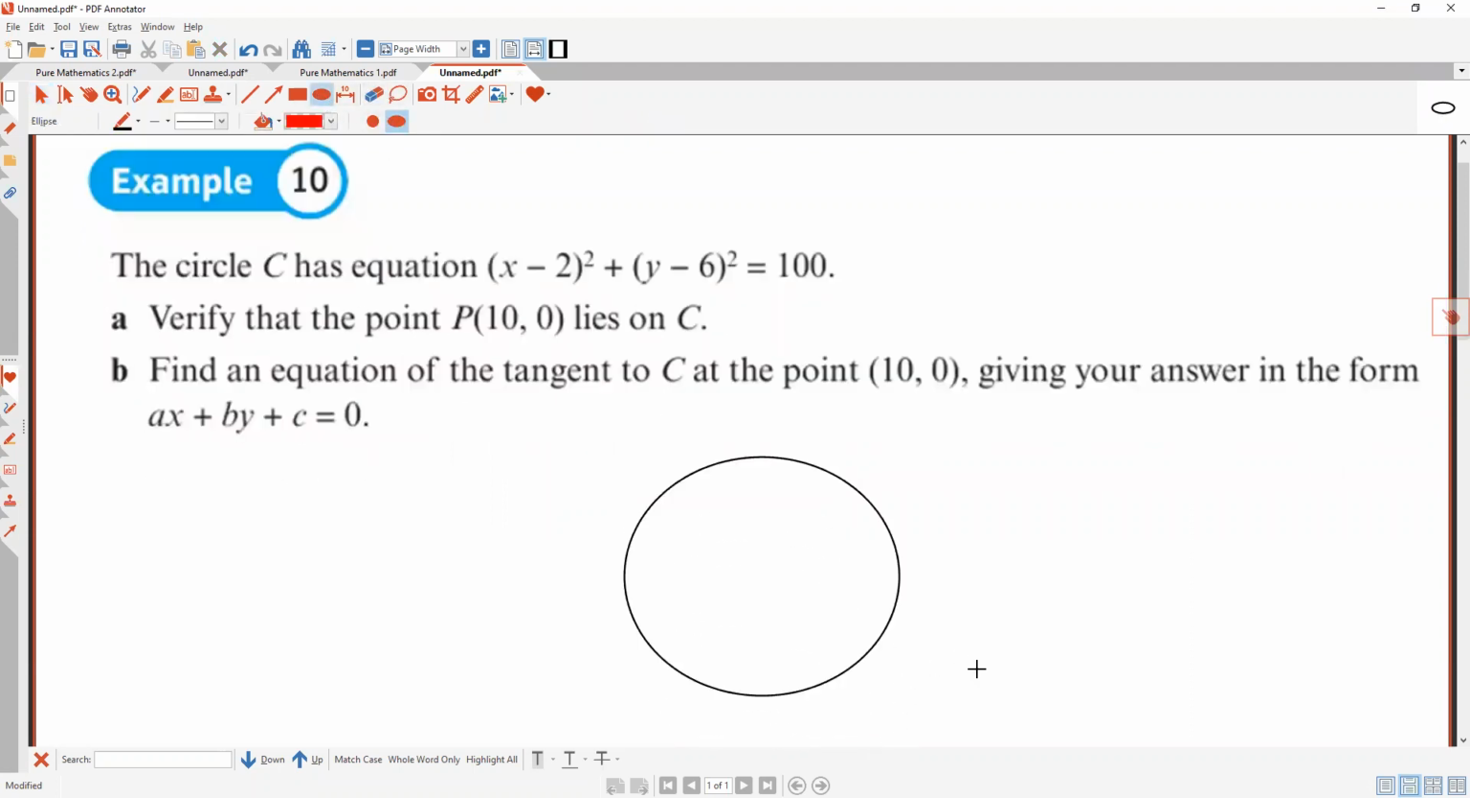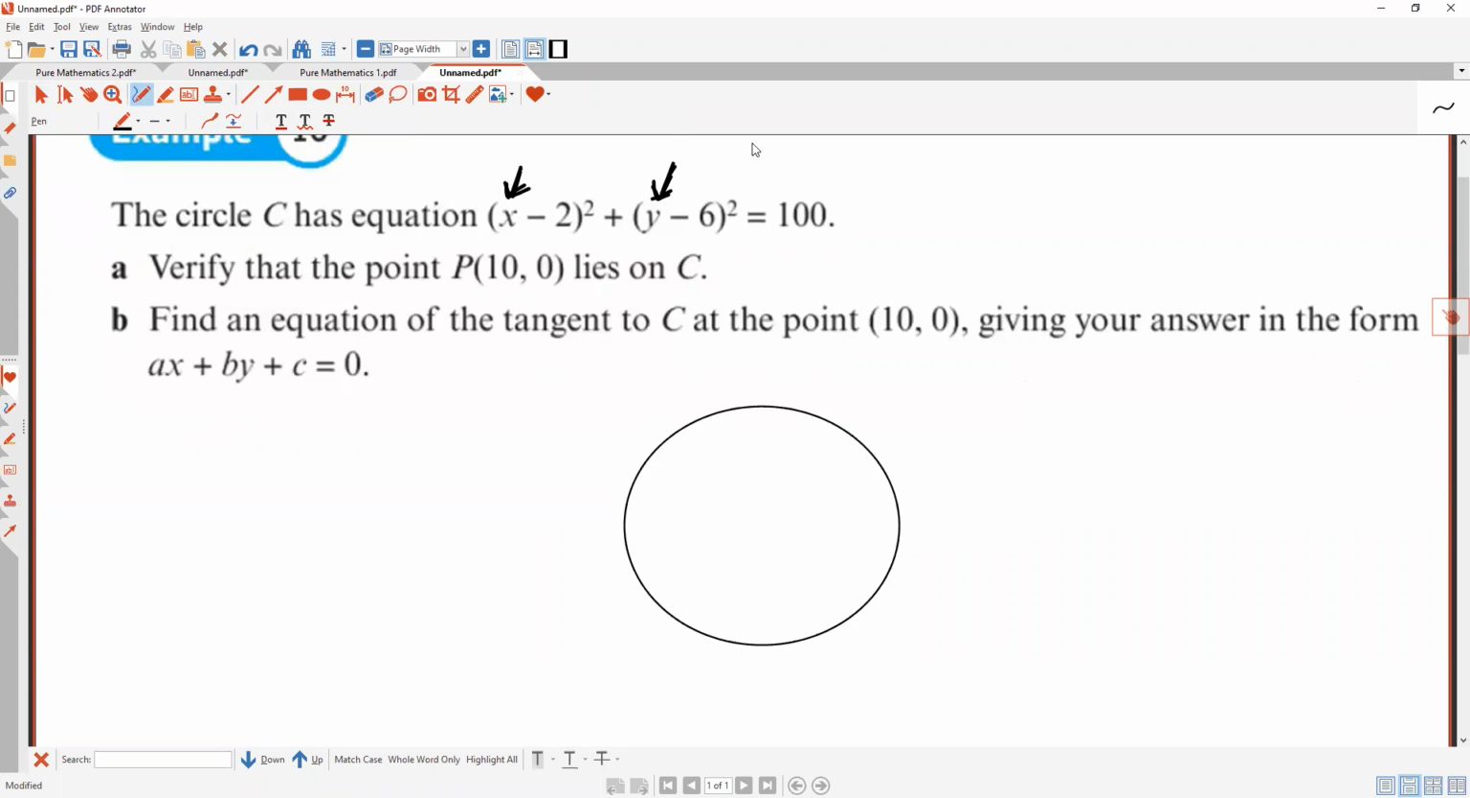They said verify that the point P(10, 0) is lying on C. Fine. Now all you have to do is put 10 in your X and 0 in your Y. You should get 100 as well, because left hand side is equal to right hand side. That is also one way to verify it. Whether this particular point is within the circle or not. For example, this is 10, 0. Is it within the circle or is it outside the circle?